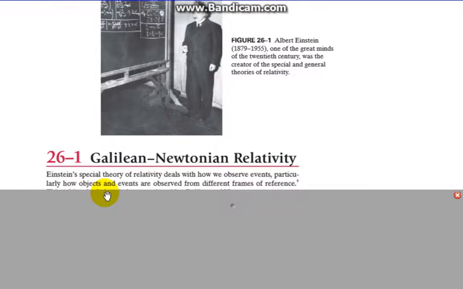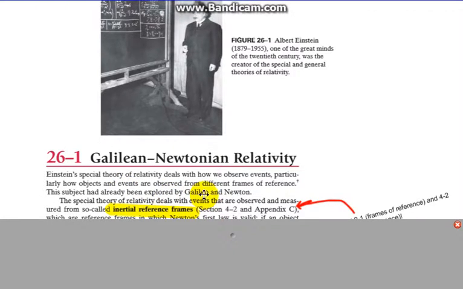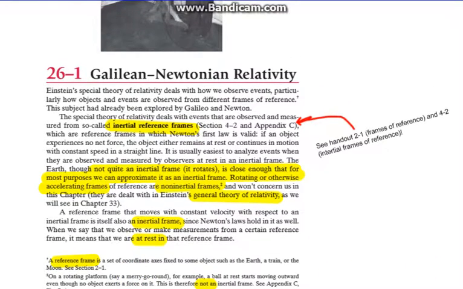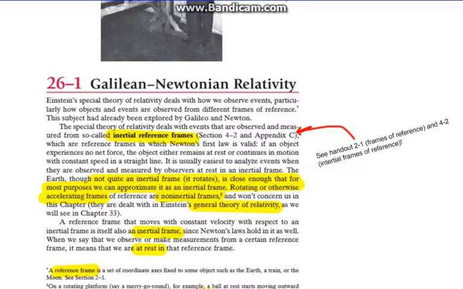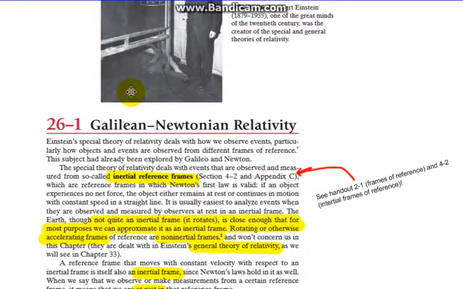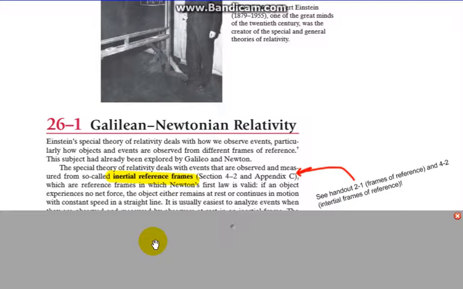Alright, so Einstein's special theory of relativity deals with how we observe events, particularly how objects and events are observed from different frames of reference. So, of course, we looked at frames of reference. A frame of reference is a set of coordinates fixed to some object such as the Earth, a train, or the Moon. So whether we're talking about the Earth, a frame at rest, or a frame moving with constant velocity, that kind of leads into the idea of inertial reference frames. That's what we're talking about here.